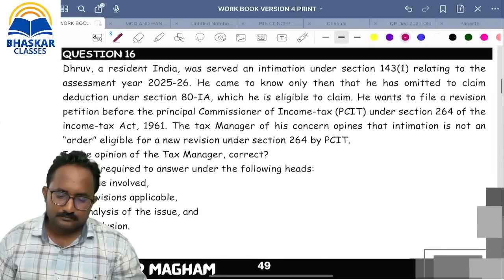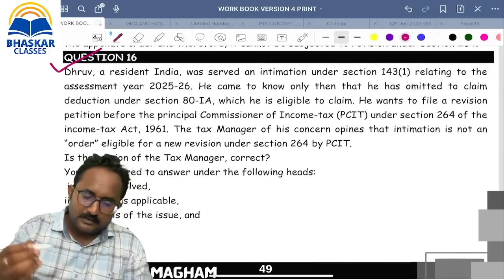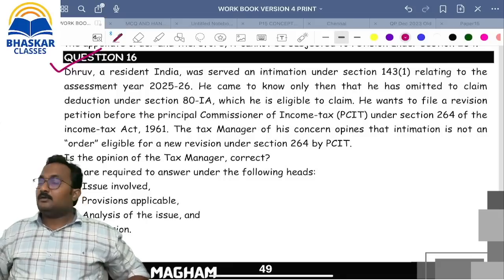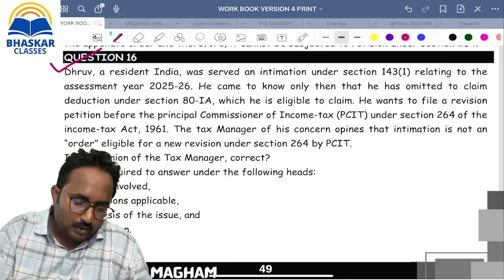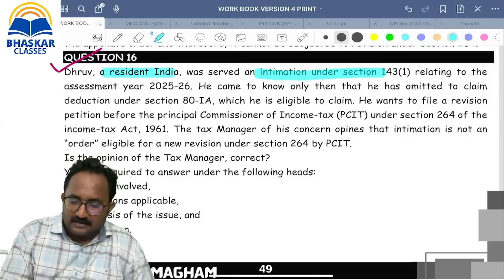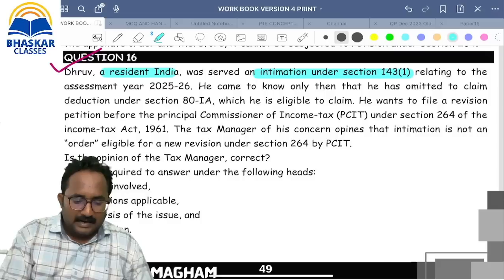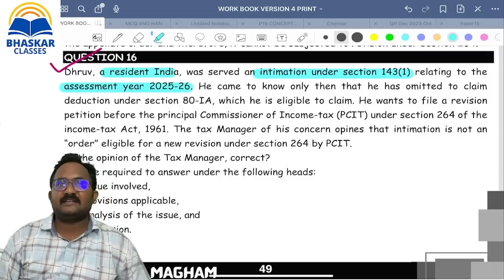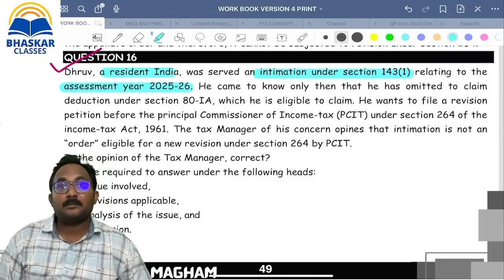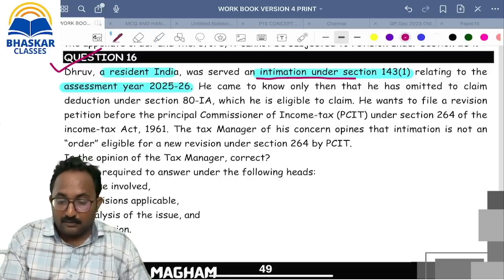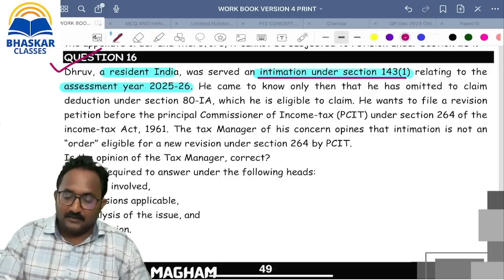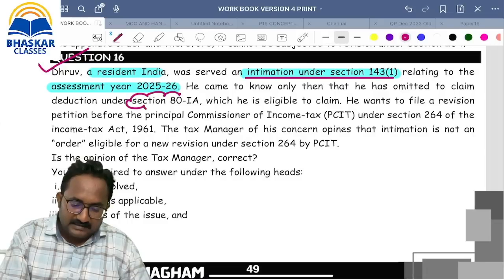Question number 16. This is also given as an exam question, as a 7 mark question. So please check the question. Drew is a resident of India. Sir, he was sent an intimation under section 143(1) relating to assessment year 2025-26. Sir, 143(1) is not an assessment order. Please remember it is only an intimation. Sir, after that, he forgot to claim one deduction, that is 80IA.